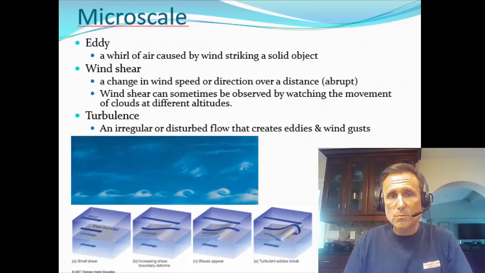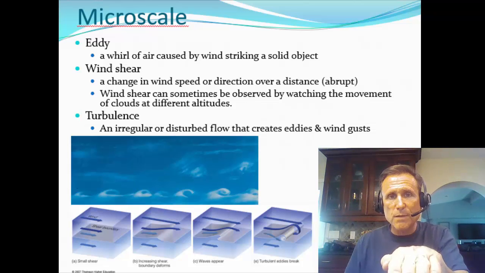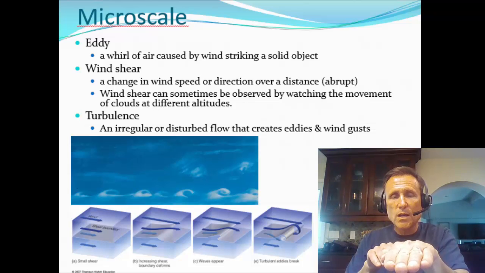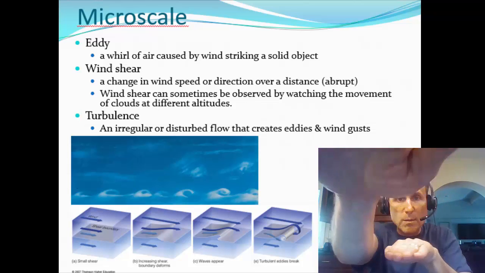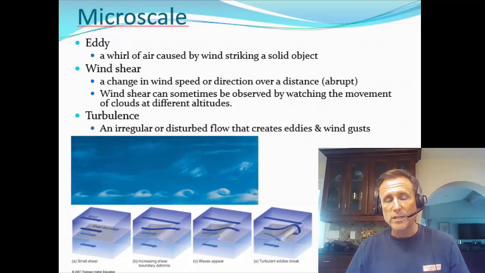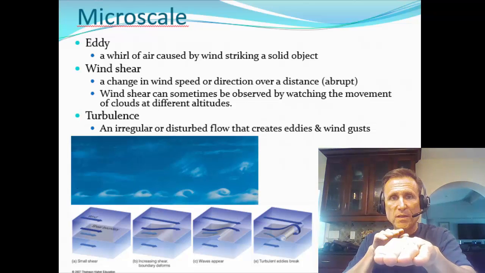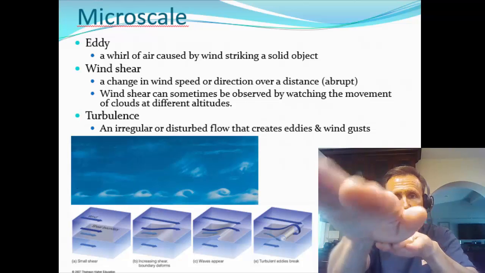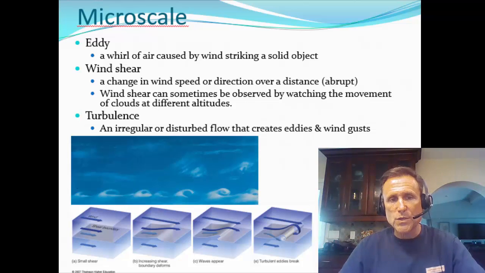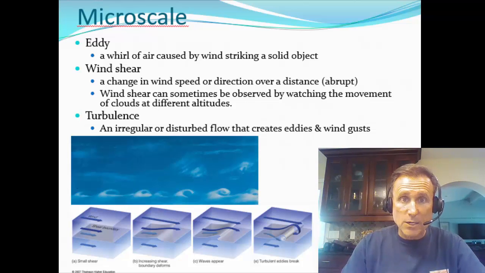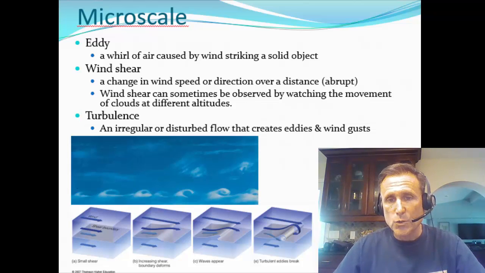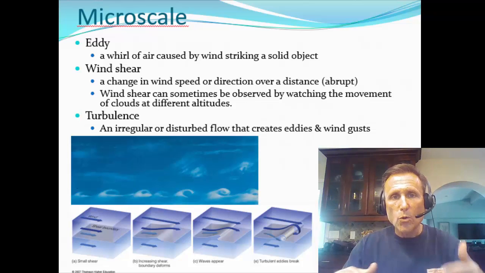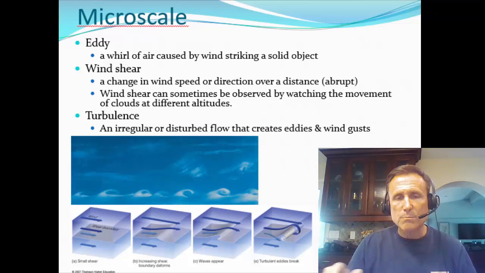But wind shear can also be a change in wind speed. At the surface, maybe coming from the south at 10 miles per hour, but maybe at 3,000 feet above the surface coming from the south at, let's say, 30 or 40 miles per hour. And that type of wind shear can create turbulence, where the motion of the air aloft moving more quickly folds the air over. And that's what you see with this turbulence. It's an irregular or disturbed flow that creates eddies or wind gusts. And essentially, the faster winds aloft roll the air over and create these almost breaking wave-like looking cloud formations.